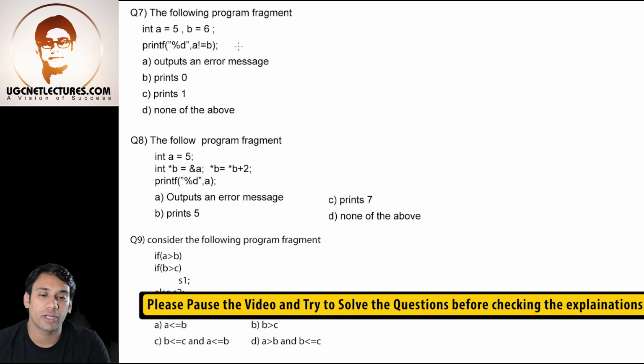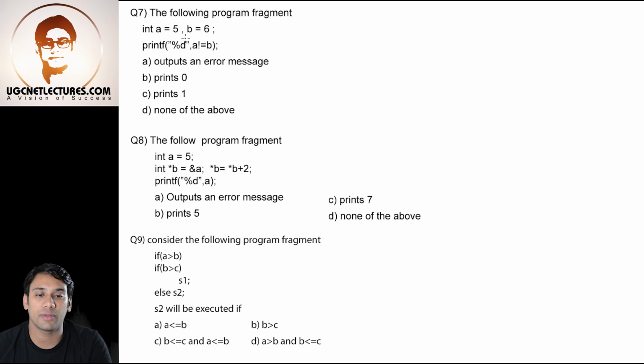Now consider this program. In this program, there are two variables A and B, and they are printing some value. Okay. So let us suppose the value stored in the variable A is 5 and the value stored in variable B is 6. So in the next statement they are saying printf %d A not equal to B. So what is this A not equal to B?